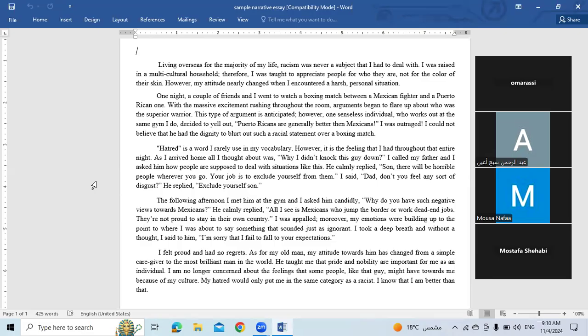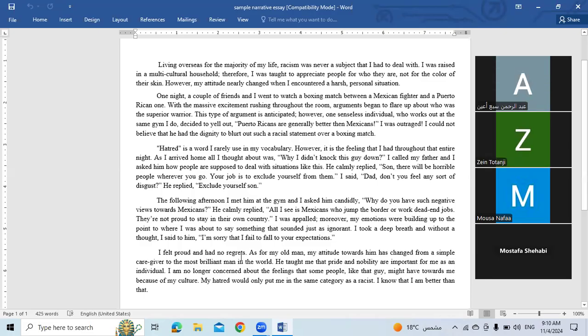Yes, Wissam, I see your hand. Because he said that my hatred would only put me in the same category as a racist. Excellent, excellent. And of course, he ends the story by thanking his father. As for my old man, he feels that he's brilliant because he taught him to be noble, not to be ignorant or a racist like others. Okay. Now, dear, what will happen?